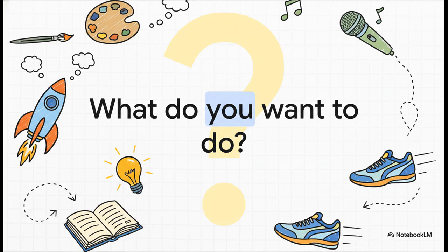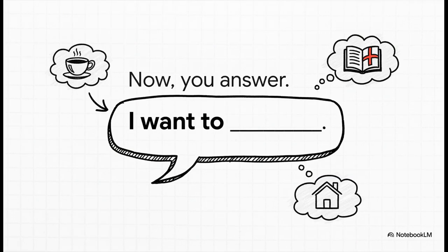Okay, here's the final practice question. And this one is just for you. What do you want to do right now? Now it's your turn to speak. Go ahead and say your answer out loud. Start with "I want to." Maybe it's "I want to learn English," or "I want to drink coffee," or "I want to go home." Whatever it is, just say it using our structure.